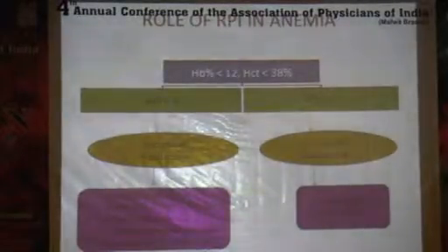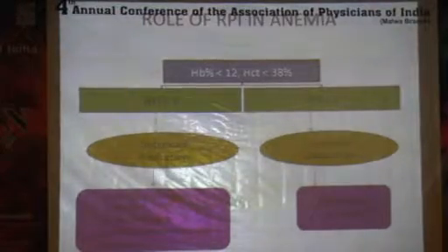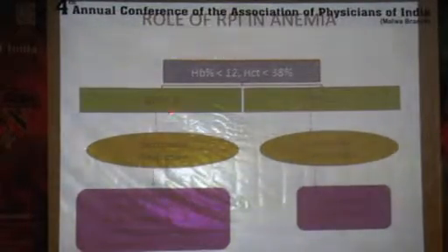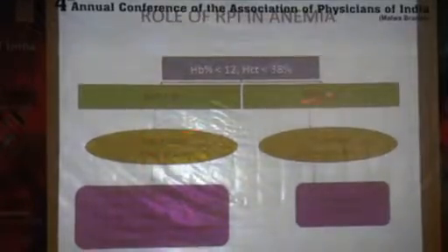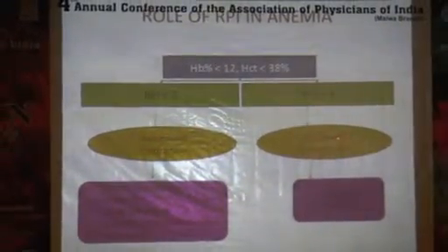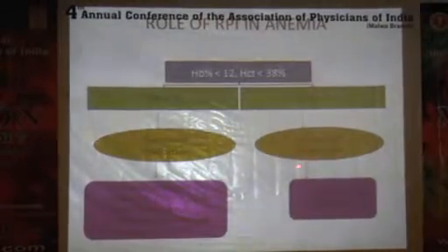So this is just again to show you the importance of the reticulocyte production index. If it is less than 2, production is decreased. If it is more than 2, our production is okay, but there is increased destruction, right?